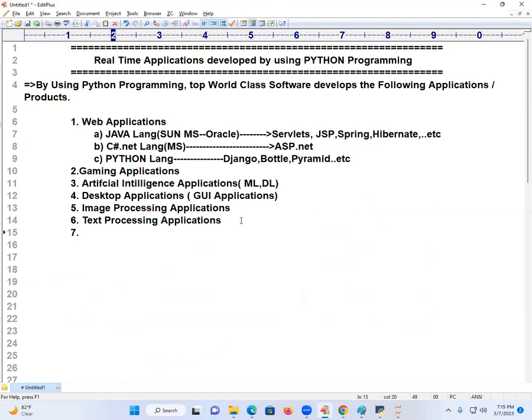Now I will write the next. Are you understanding text processing? Next, we are going to write it. One more is called what? Business application development. This is one of the most important things. Business application development. That is called what? Business apps we can call.